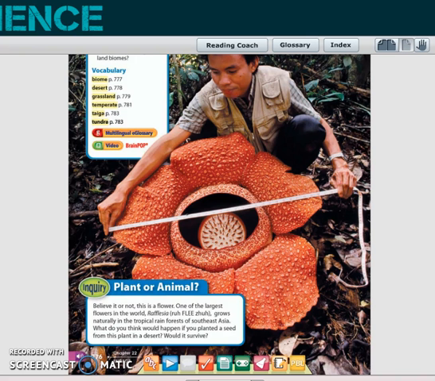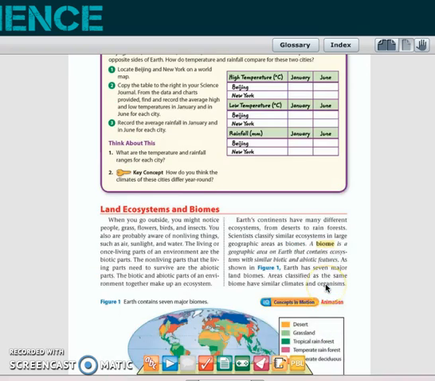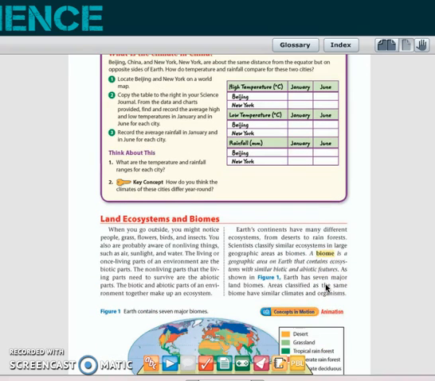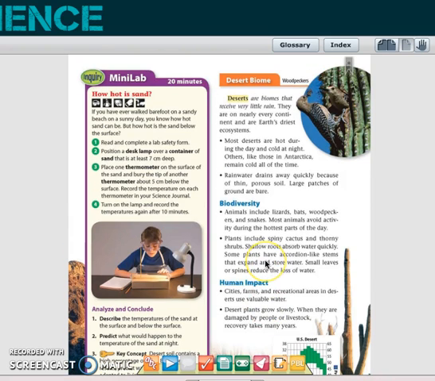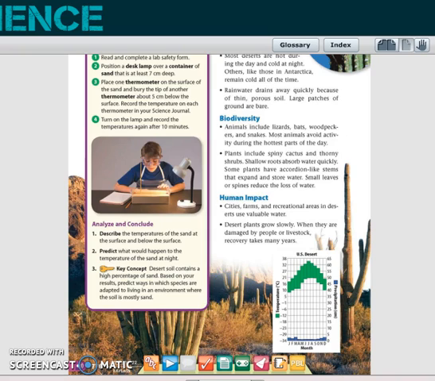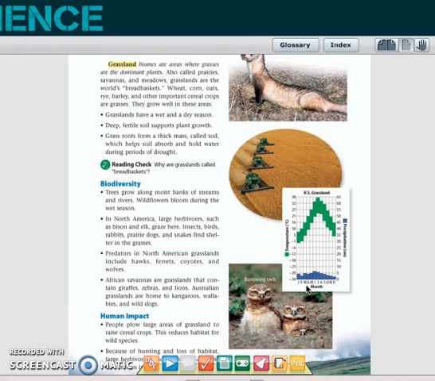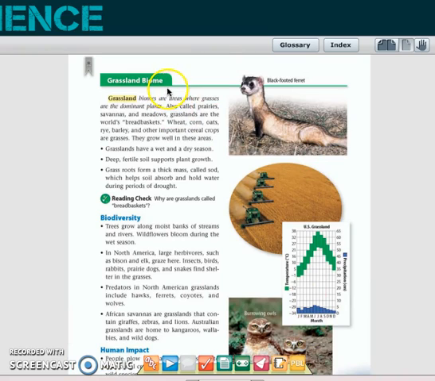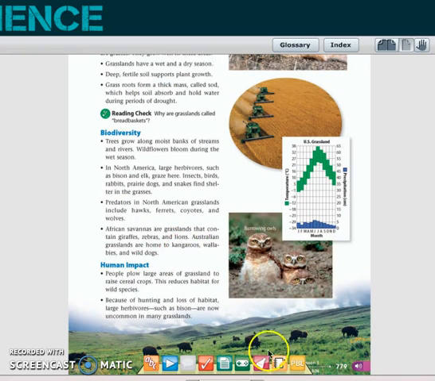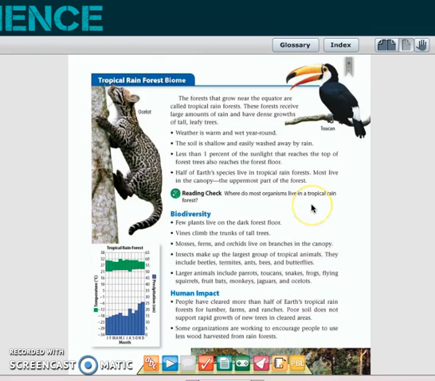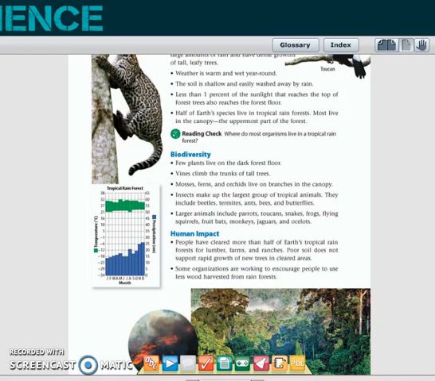Okay? But let me just backtrack a little bit. Before you begin reading, it's always a good idea, and I've always found this helpful with the science book, to go through and look at all the major headings. In this case it says land, ecosystems, and biomes. And I see desert biome, I see biodiversity, human impact. I'm going to go to the next page. Look at the top, I see grassland biomes, I see biodiversity and human impact. Next I see tropical rainforest, and I see again biodiversity, human impact.